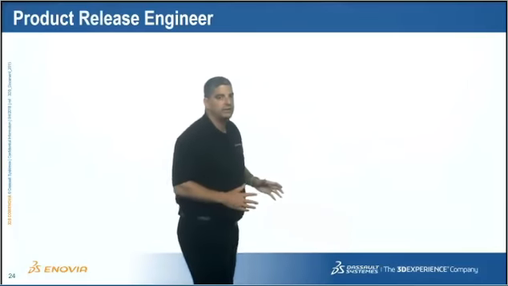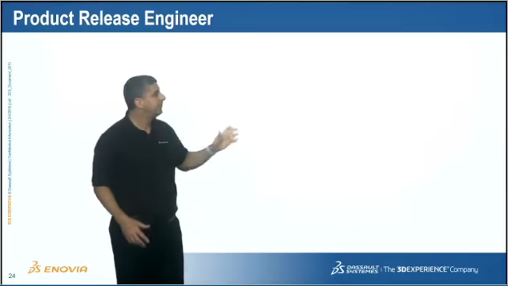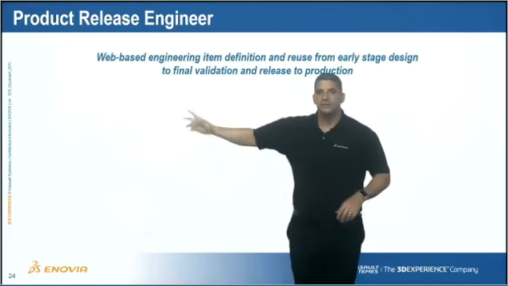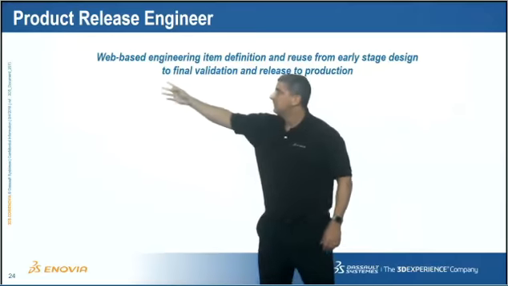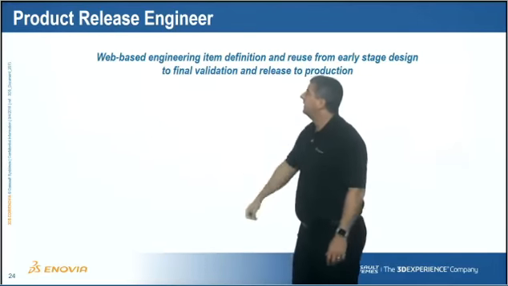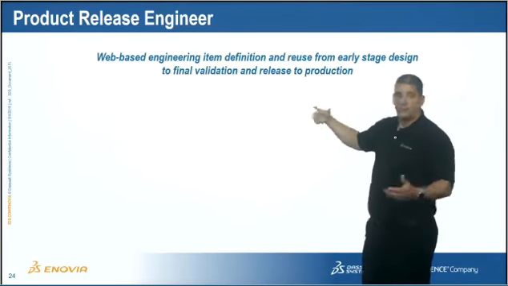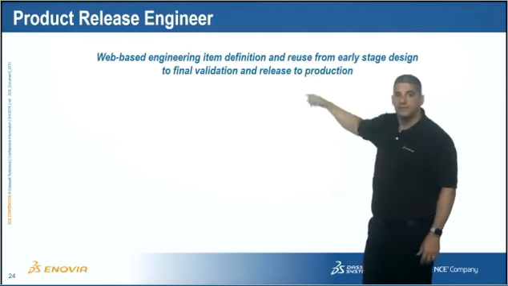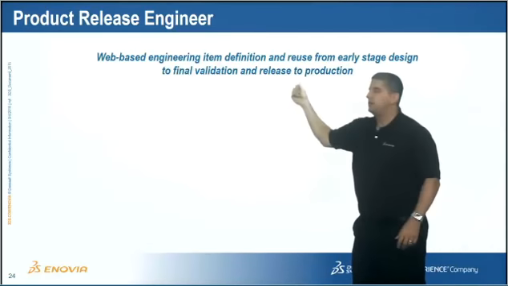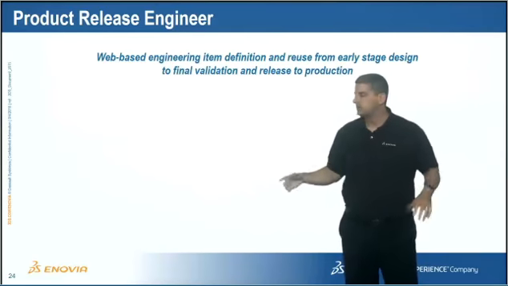So this particular scenario is going to involve a couple of roles that we haven't shown you before. The first one is called Product Release Engineer. This role here, you can read that, web-based. As we mentioned, there's two ways to view an engineering item. This one is web-based, working with the engineering items, to define them if they're new, to reuse if they exist, and everywhere from early stage to final validation and release. So everywhere across the life cycle, this particular role can be used.